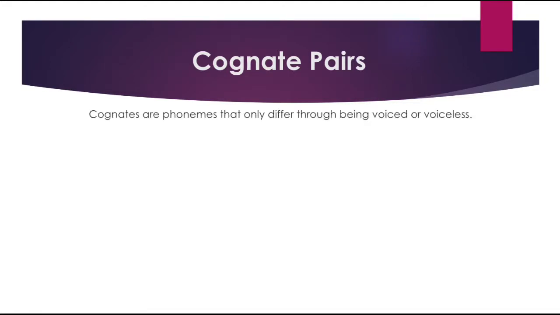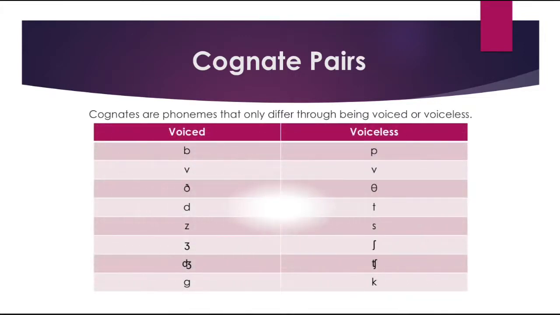Those right there. So that brings us to cognate pairs. So what are cognate pairs? Cognates are phonemes that only differ through being voiced or voiceless. So you have things such as b and p. They're made the exact same way, but when you make that B, there is a vibration, whereas in the P, there's not. So there's a few here, and these are all the ones that are always going to be together. And this is actually an F, not a V.